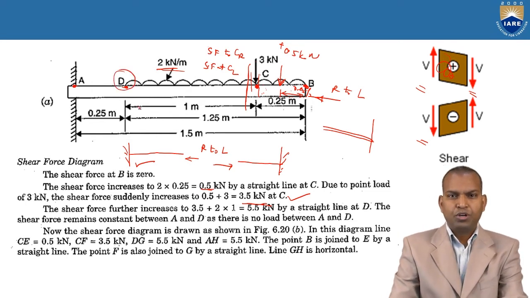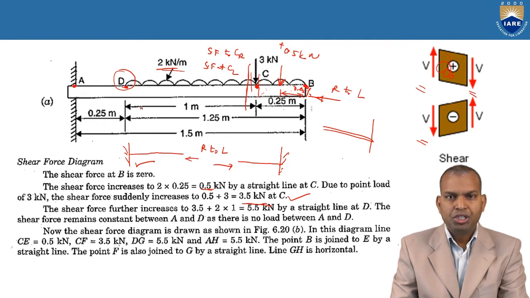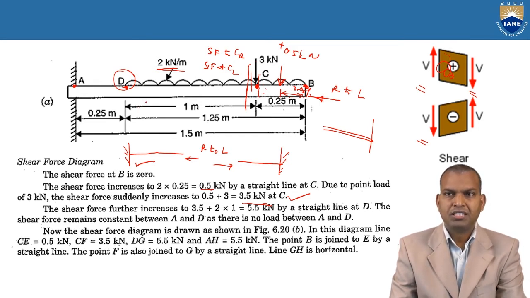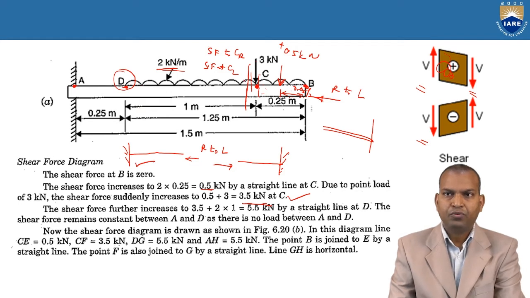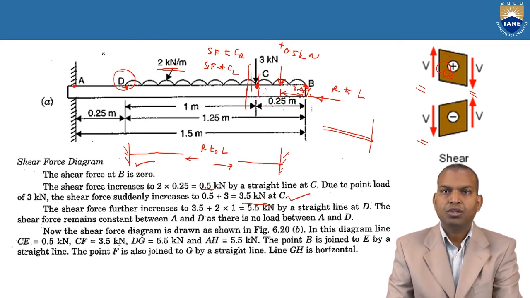Shear force at point D, how is it going to act? Now we have to consider the total force of the UDL. What is the span of the UDL? The UDL is 2 kilonewtons per meter. What is the total load of the UDL? 2 kilonewtons per meter into the distance in meters. What is the distance? 1.25. 2 into 1.25.